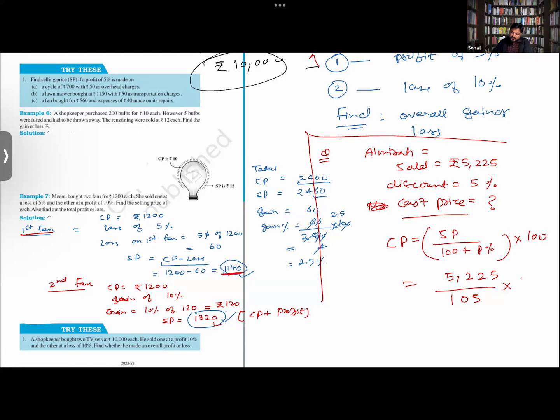Selling price here multiplied by 100. So in this manner, you will be getting the cost price. Okay, now. So hope that clears the doubt.